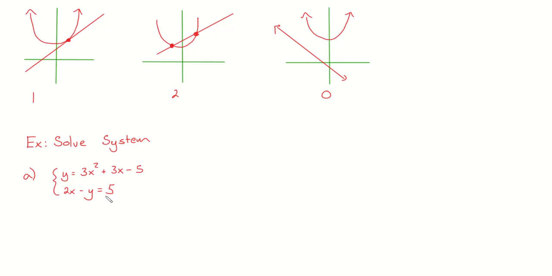If we are using substitution, there are 2 routes. We could notice that this is already solved for y. Could I just take this top equation and plug it in right here? Now, we could manipulate it first to make it look a little bit nicer if you'd like. What I mean by that is, just to make the work look a little bit more natural, could we solve this one for y?